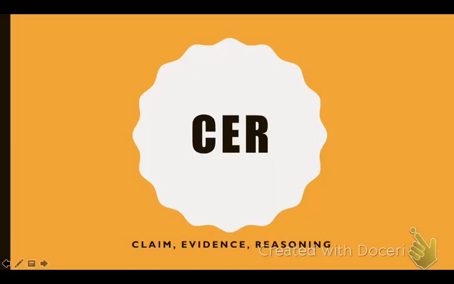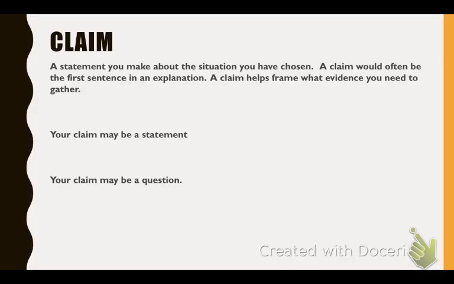Okay, we're going to talk a little bit about claim evidence reasoning. You may be familiar with this from science. You're going to make a claim, and that is a statement that you make about the situation you have chosen. A claim would often be the first sentence in an explanation if you're explaining to someone what you're thinking. It also helps frame the evidence that you are going to need to gather.